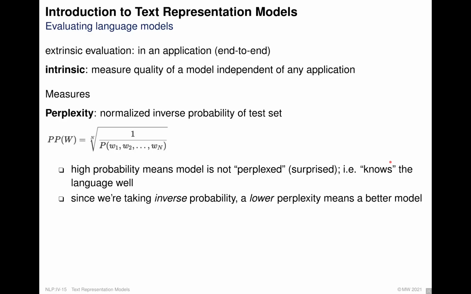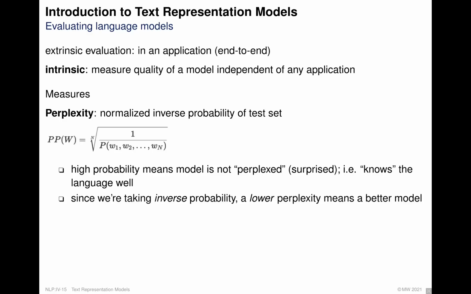Okay, so now that we know how to set it up and the procedure for evaluating a model, we can think about measures that would tell us something about those language models. A very frequently used measure for language models is called perplexity. Perplexity is related to the English participle perplexed, which means something like surprised.